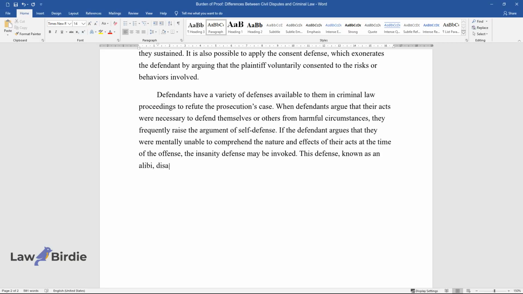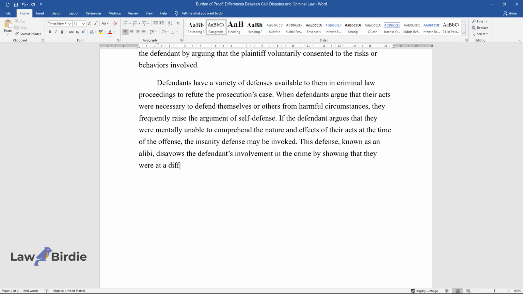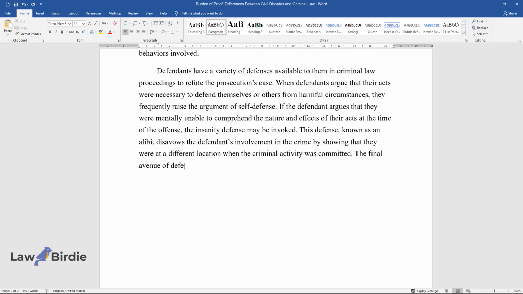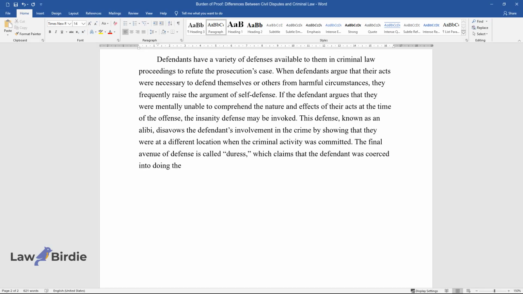This defense, known as an alibi, disavows the defendant's involvement in the crime by showing that they were at a different location when the criminal activity was committed. The final avenue of defense is called duress, which claims that the defendant was coerced into doing the crime under the threat of significant harm or death.